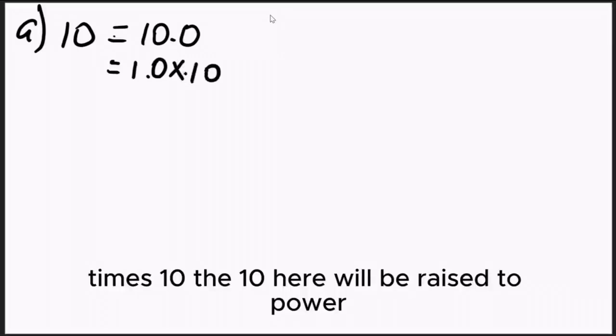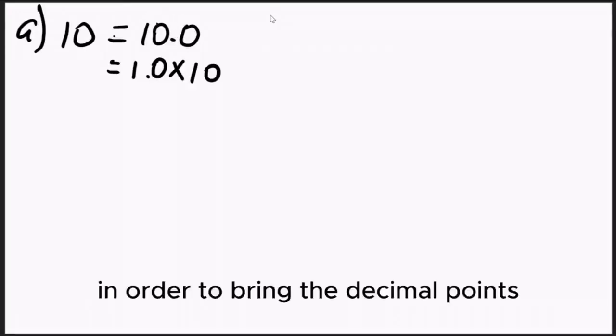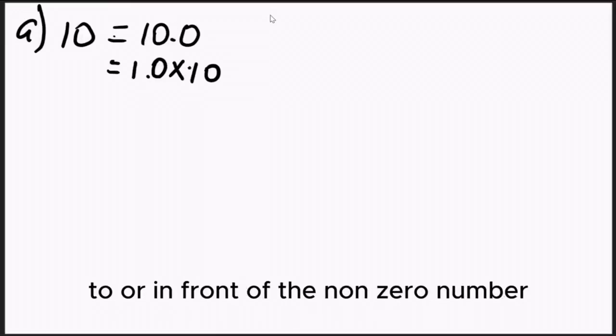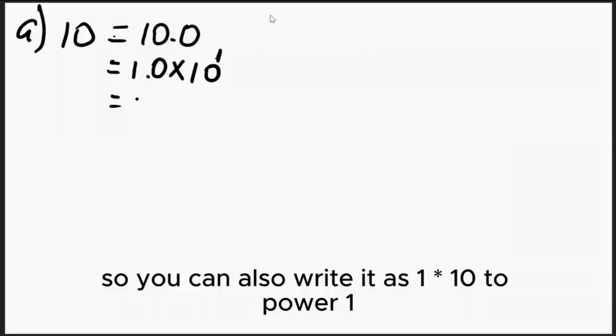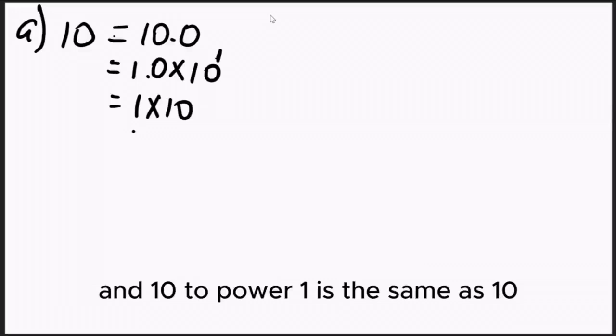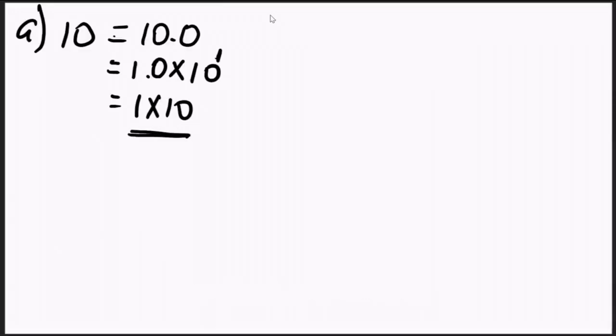So we shall have 1.0 times 10. The 10 here will be raised to the power of the number of times that you jumped in order to bring the decimal point in front of the non-zero number. So we only jumped one step, so 10 will be raised to 1. You can also write it as 1 times 10 to the power 1, and 10 to the power 1 is the same as 10. So this is our answer.